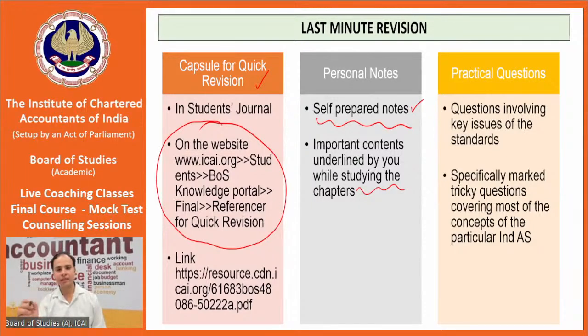So that exercise you have to do in advance. Do not do such kind of things just a few days before the exam. Do the necessary planning accordingly before the exams.